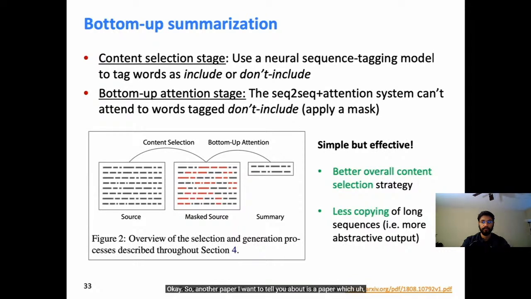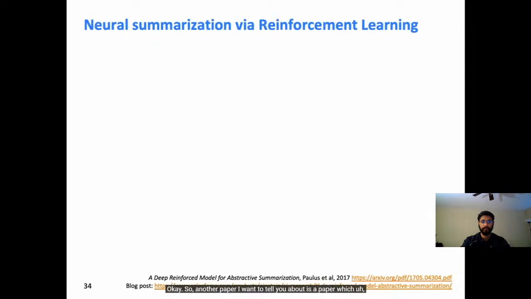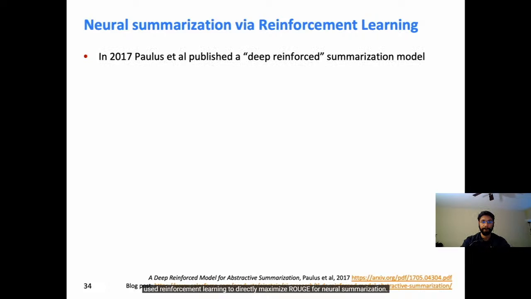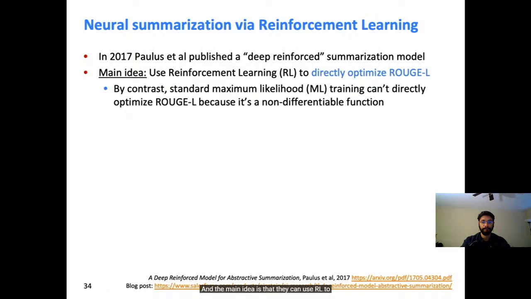Okay, so another paper I wanted to tell you about is a paper which used reinforcement learning to directly maximize ROUGE for neural summarization. So this was a paper from 2 years ago, and the main idea is they're going to use RL to directly optimize, in this case, ROUGE-L, the metric. By contrast, the standard maximum likelihood training, that is the training objective we've been talking about for the whole class so far for language models, can't directly optimize ROUGE-L because it's a non-differentiable function.